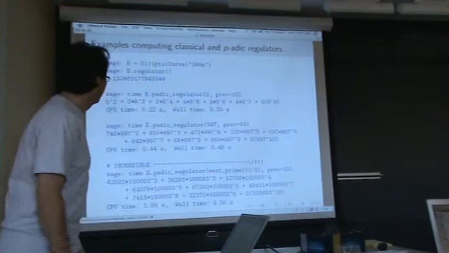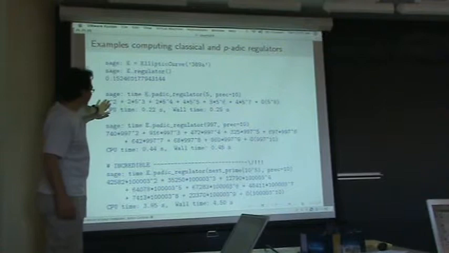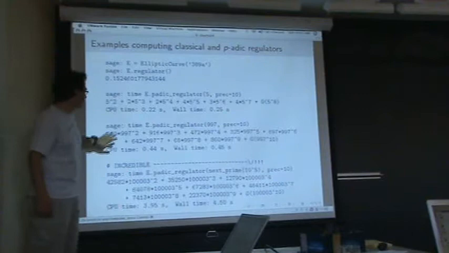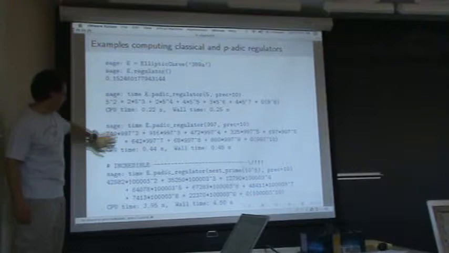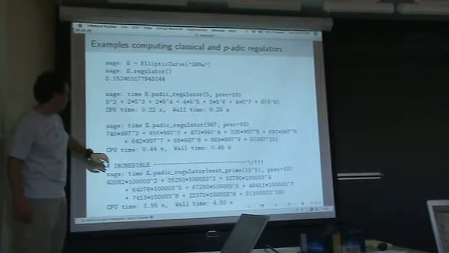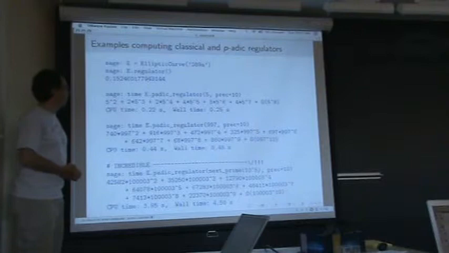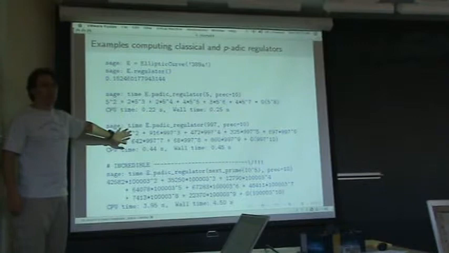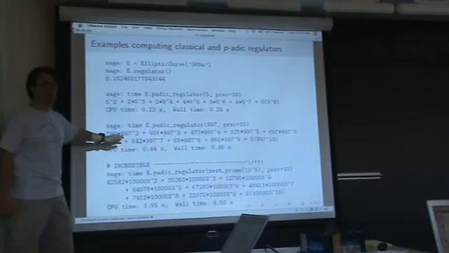So here are some examples, just computing a classical regulator, computing a p-adic regulator, so this is pretty neat. And just to impress you, it takes like a half second to compute the p-adic regulator, to fairly high precision from my point of view, for p equals 997 for this curve of rank 2. And this is really amazing to me, because about 4 years ago, if you used the best algorithms known, this would be a very, very hard calculation, completely impossible. It would take years. As soon as p got above 10 or so, it would just take a ridiculously long amount of time.